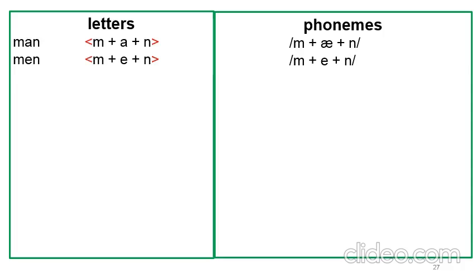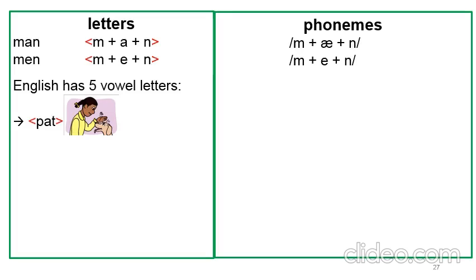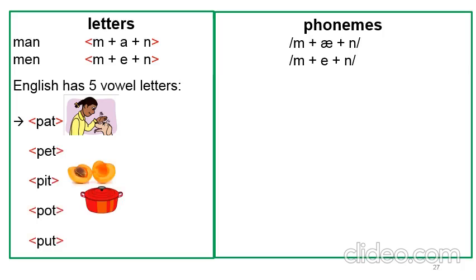We have 5 vowel letters, you know that from school. A, E, I, O, U. Here are some example words of the 5 vowel letters in English. Pat, pet, pit, pot, and put. How about the vowel phonemes?